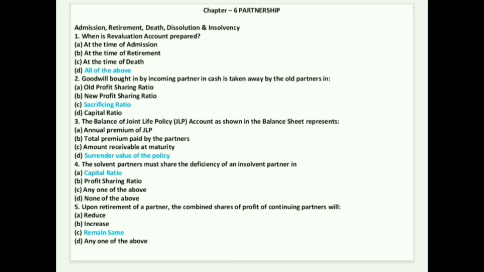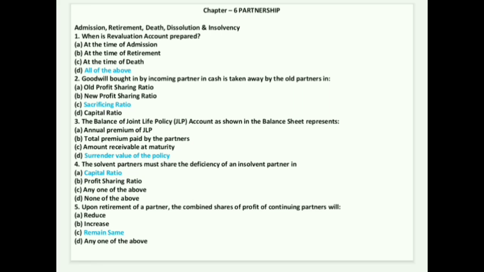The balance of joint life policy (JLP) account shown in the balance sheet represents: the options are annual premium, total premium paid by the partner, amount receivable at maturity, surrender value of the policy. So the balance of the joint life policy account shown will be the surrender value of the policy.